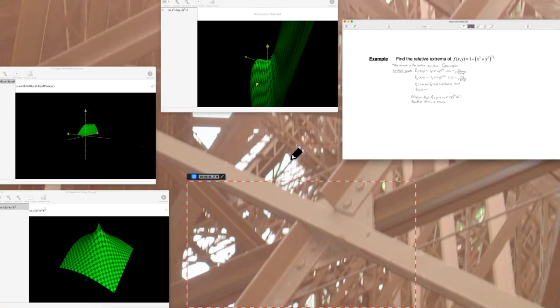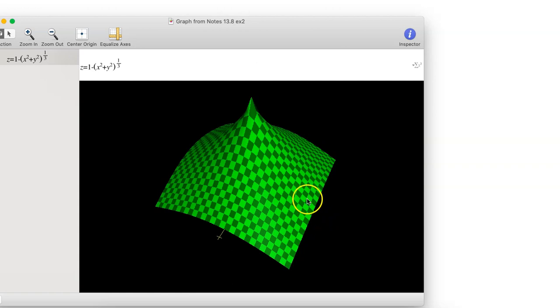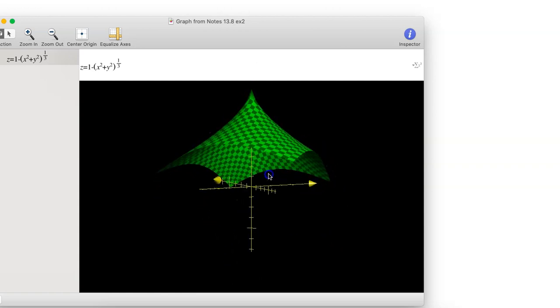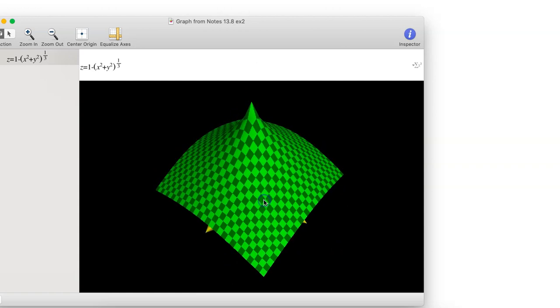I want to show you this function. It looks like this. We can see the axis here. So there, it's a pointy surface, and the point 0, 0, 1 is up here.